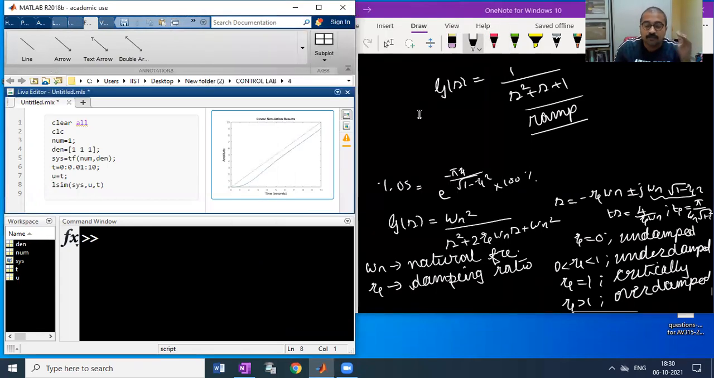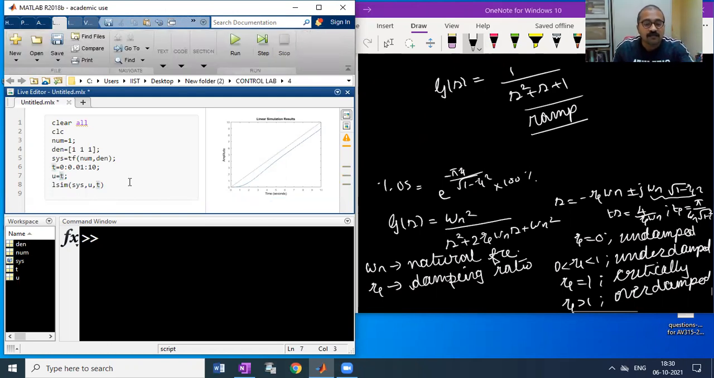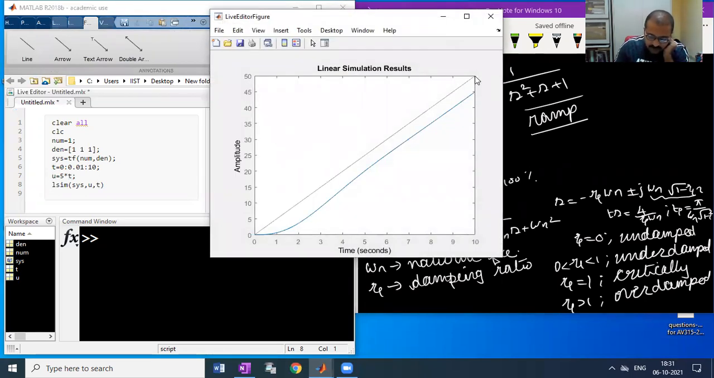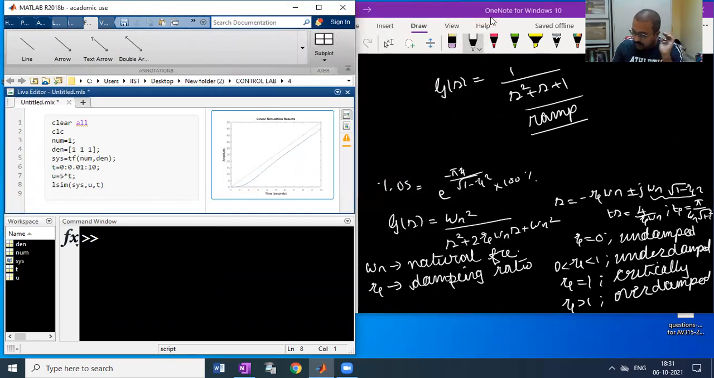Now suppose you wanted to find the response due to a ramp of slope 5. What will you do? You just need to type 5 star t. U equals 5 star t and run. Okay, now you see we have got this. What is this y coordinate? It is 50, 50 divided by 10. The slope is 5. So in this way you can find the response due to any kind of input signal.